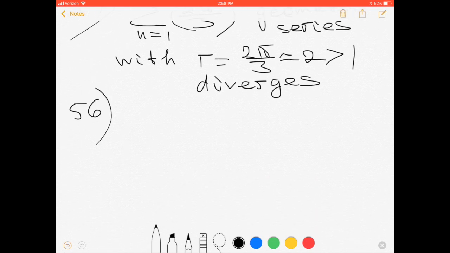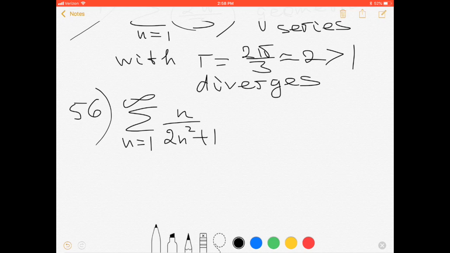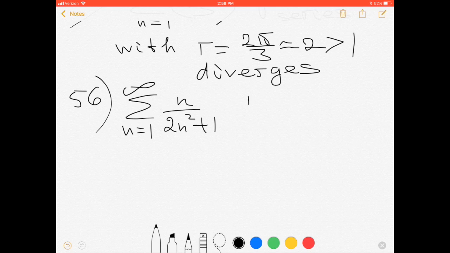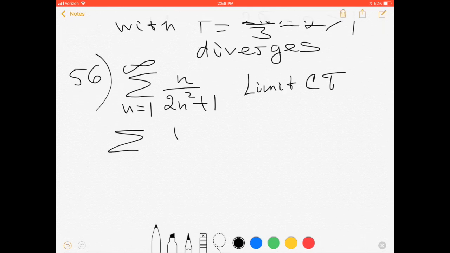Next one, 56. You have the series n over 2n squared plus 1, starting with 1 to infinity. What kind of test do we use here? I think we use the limit comparison test and build a new series. I take a new series equal to 1 over n. Remember, for the limit comparison test and comparison test, you need to build a second series, and you need to know whether the second series diverges or converges. This is the harmonic series, and this series diverges.